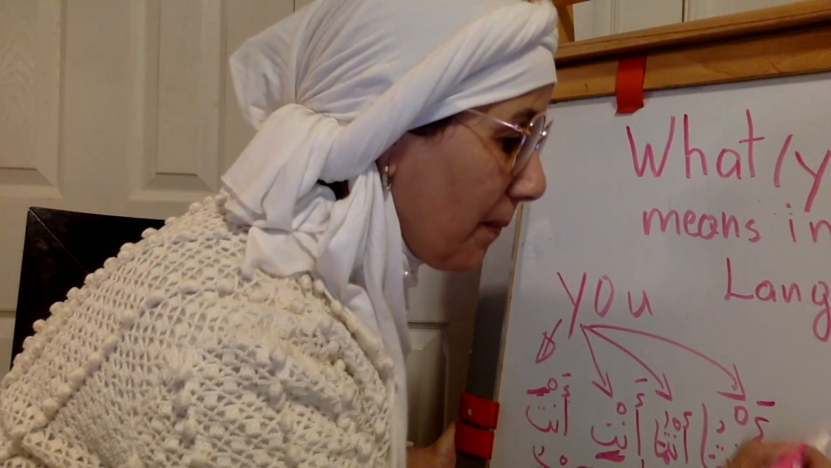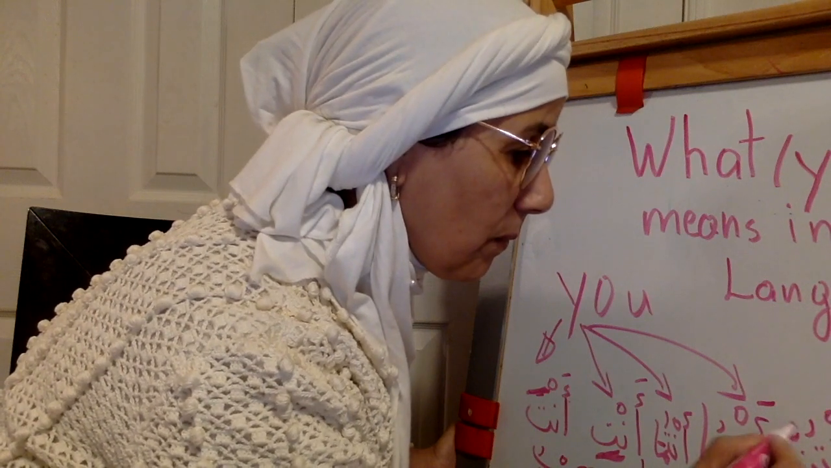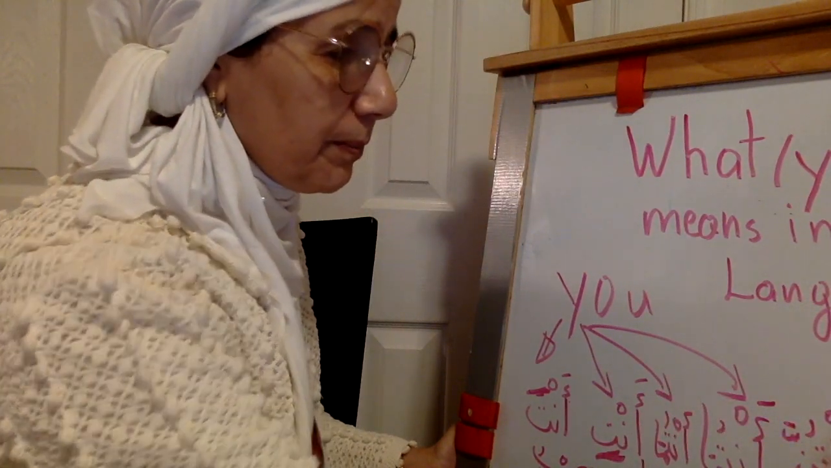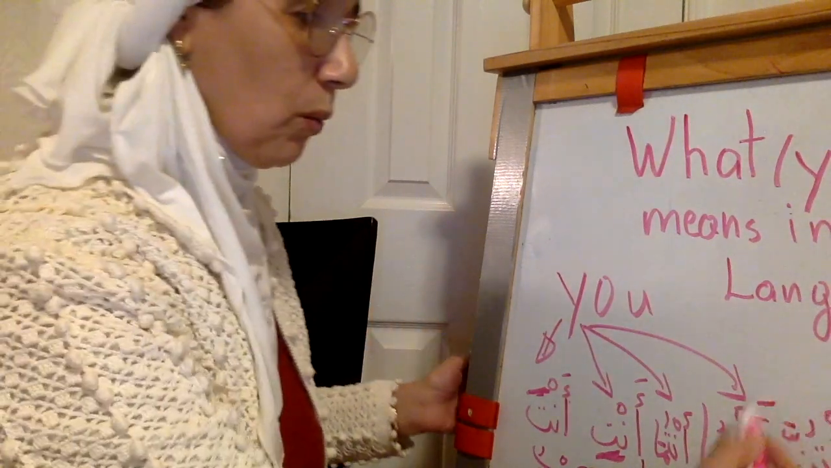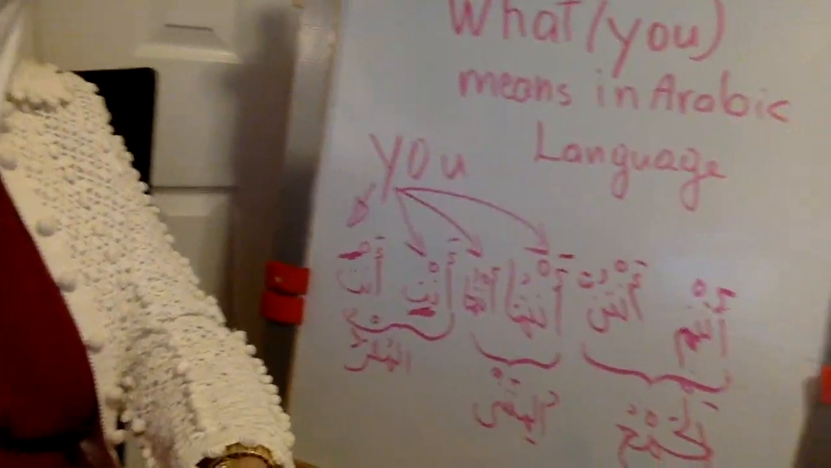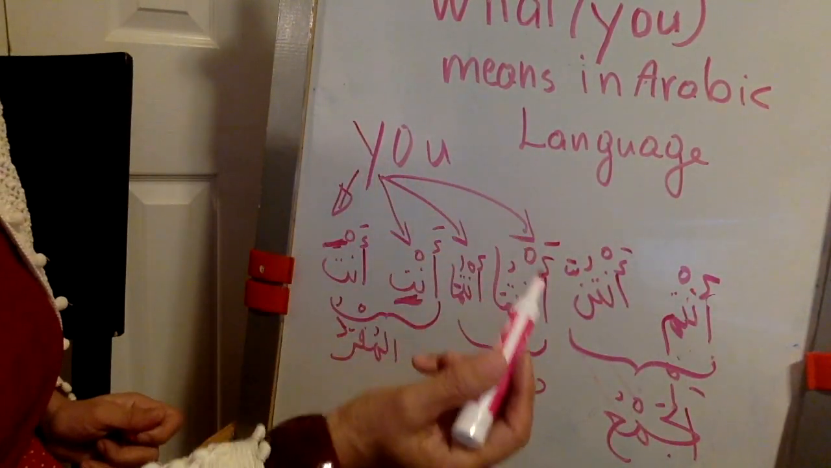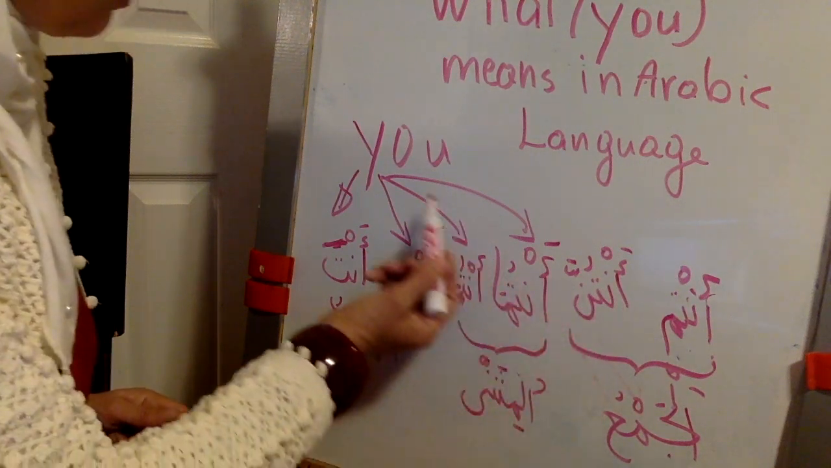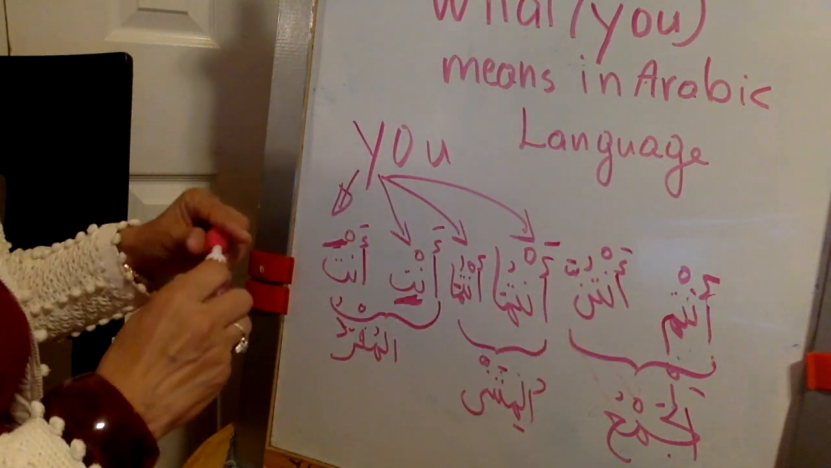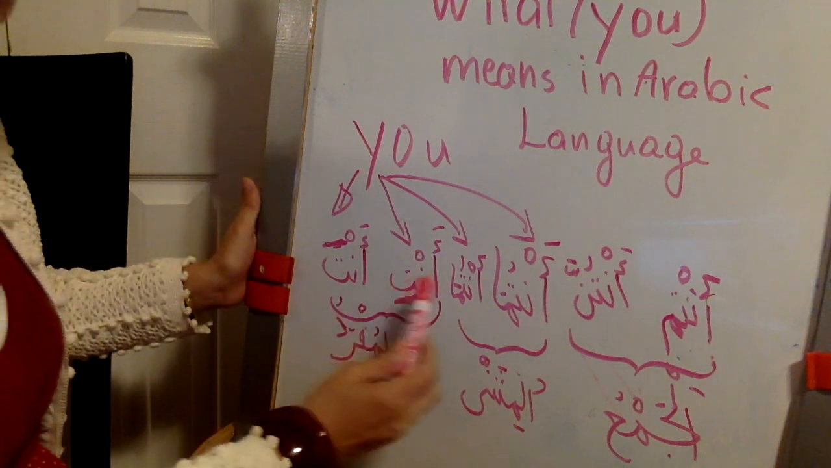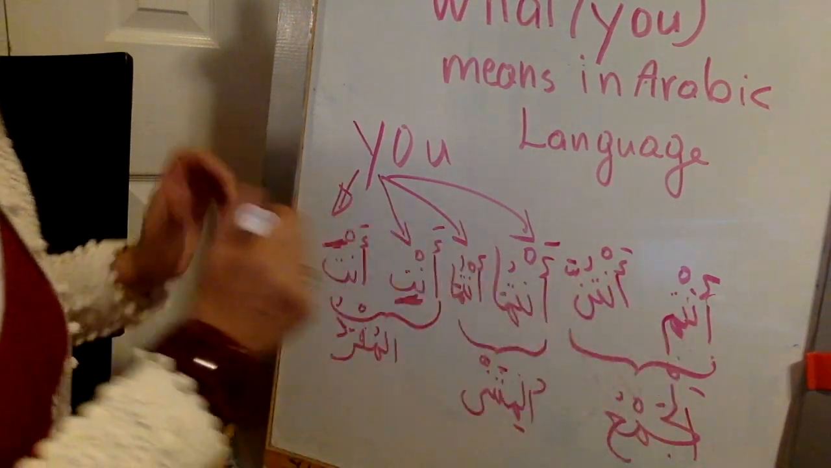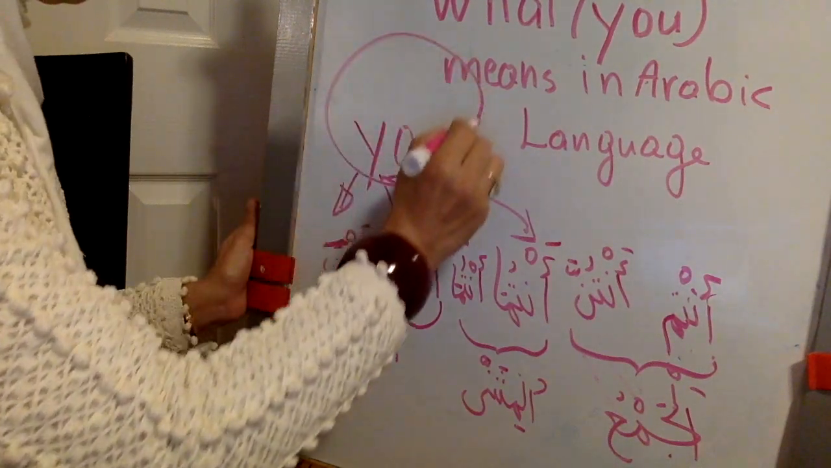Antum, so we can replace these two. I'm sorry. Antum, I can replace antum with you in English. I can replace antunna with you in English. So let's count how many: 1, 2, 3, 4, 5, 6. You see how this is important? Arabic has a lot of details. A lot of details. This is one of them.